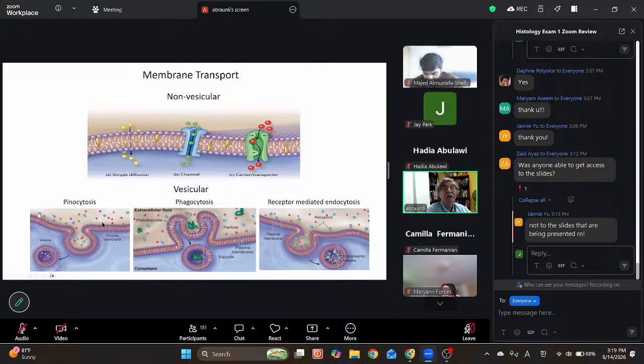Now, in addition to having these non-vesicular means of transporting materials from one side of the membrane to the other, there are vesicular methods of transporting materials. In other words, a small bubble or balloon can be made from the membrane. And by doing that, materials can be transported from one side of the membrane to the other. So here we see pinocytosis, which is a form of cell drinking. Fluid and maybe some ions or small molecules dissolved within that fluid can be imbibed into the cell when a bit of membrane pinches off from the surface.